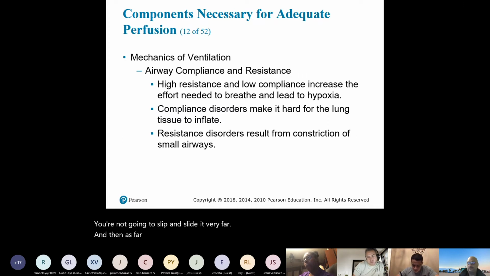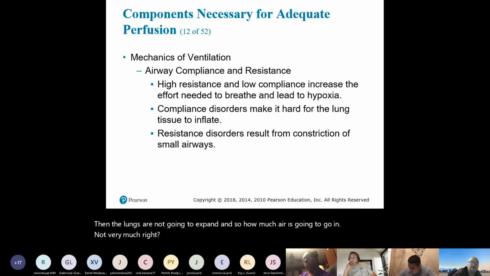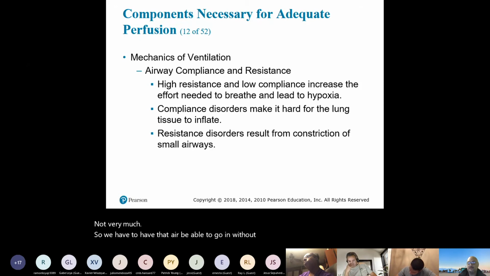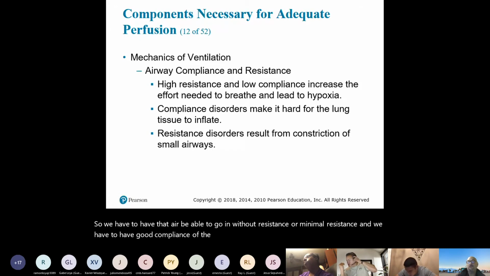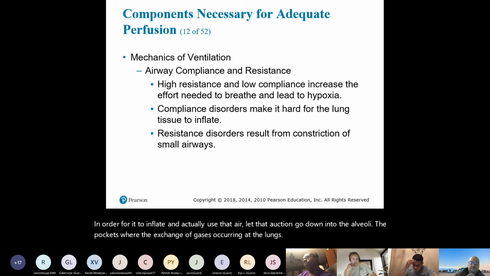And then as far as compliance goes, how well are the lungs expanding? If there's stuff there that reduces the compliance, then the lungs are not going to expand. And so how much air is going to go in? Not very much, right? No. Not very much. So we have to have that air be able to go in without resistance or minimal resistance. And we have to have good compliance of the lung in order for it to inflate and actually use that air. Let that oxygen go down into the alveoli, the pockets where the exchange of gases is occurring at the lungs. Easy in and out.